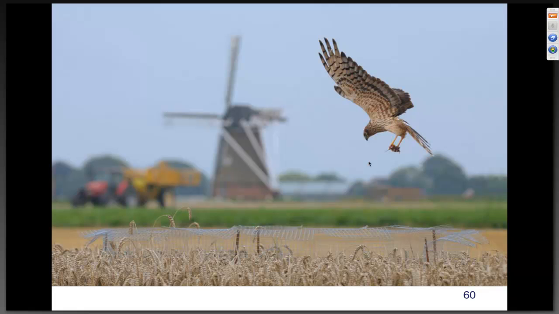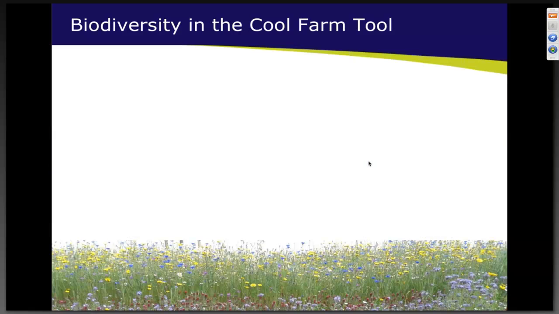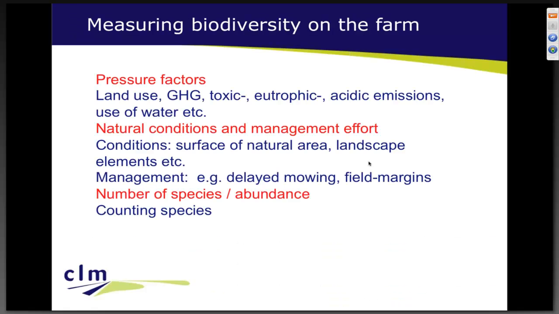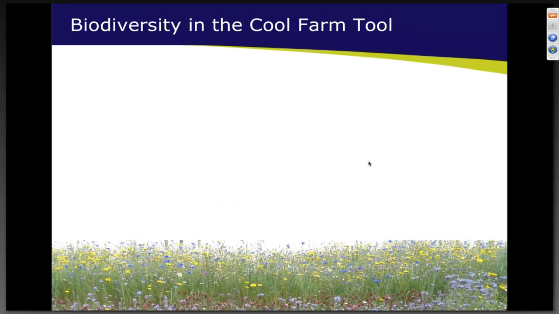I had to show you this picture. It's very Dutch with a harrier, but the mill, of course, in the back, as a symbol for the biodiversity that I'm going to talk about. A few more sheets now about biodiversity, and that's it. Because this is what we're doing at the moment, and it's almost ready for launch. We're putting in biodiversity as a calculator.